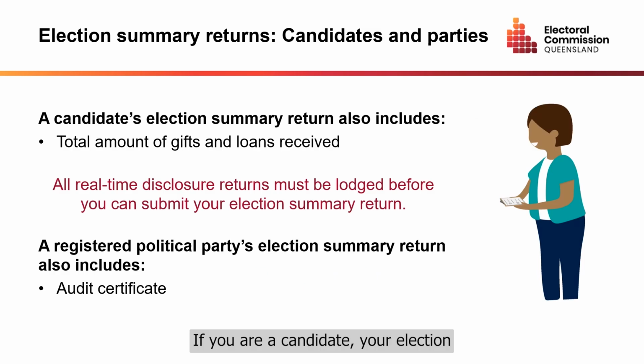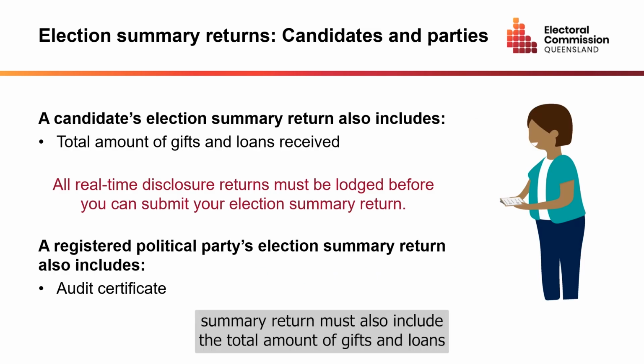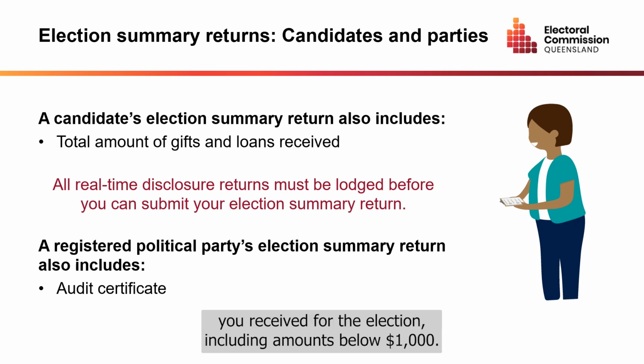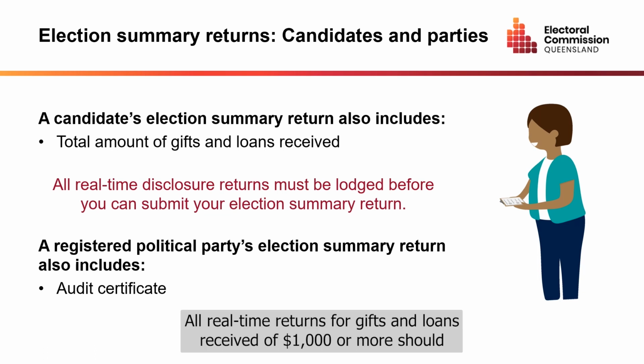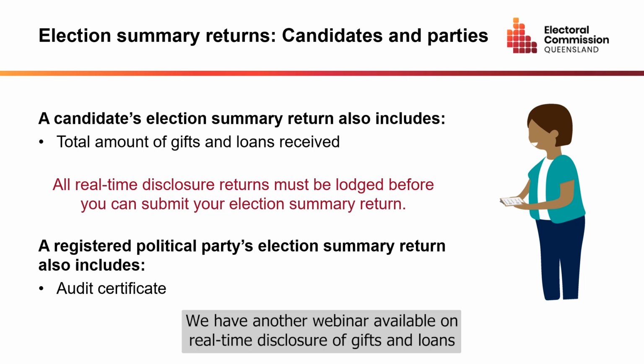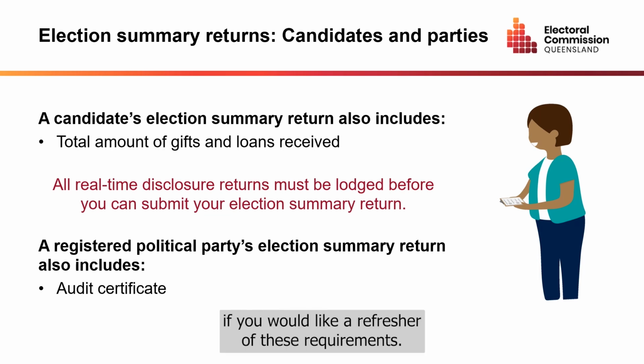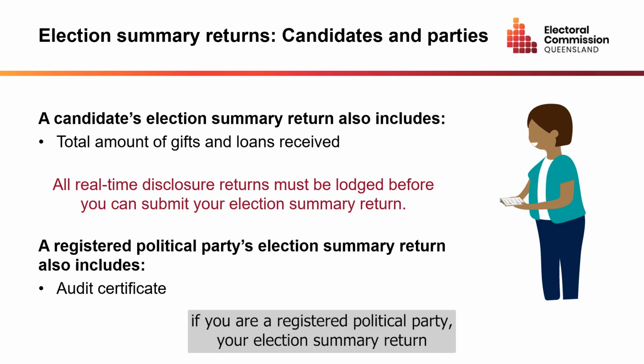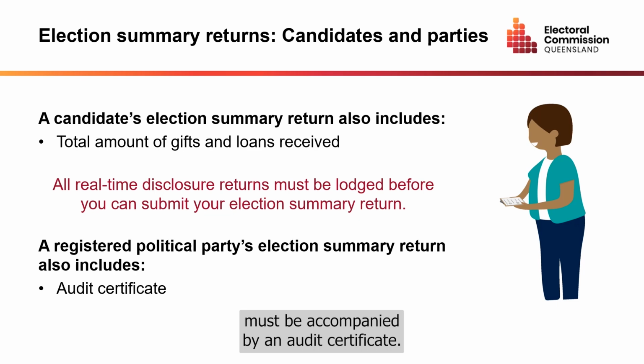If you are a candidate, your election summary return must also include the total amount of gifts and loans you received for the election, including amounts below $1,000. All real-time returns for gifts and loans received of $1,000 or more should already have been lodged by the time you submit your election summary return. We have another webinar available on real-time disclosure of gifts and loans if you would like a refresher on these requirements. If you are a registered political party, your election summary return must be accompanied by an audit certificate.